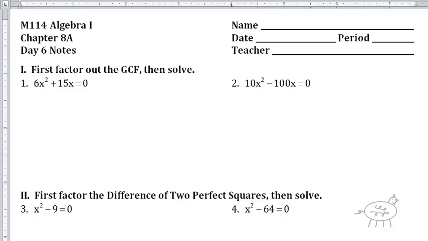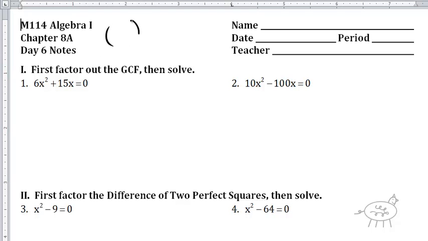This is day 6 notes of chapter 8a. We're doing everything that we did before as far as factoring, but now we're going to solve. And we've actually done that before as well, so we're not really learning anything new here. The last several days of this chapter have been greatest common factor, difference of two squares, and trinomials, and now we're going to set those equal to 0 and solve.